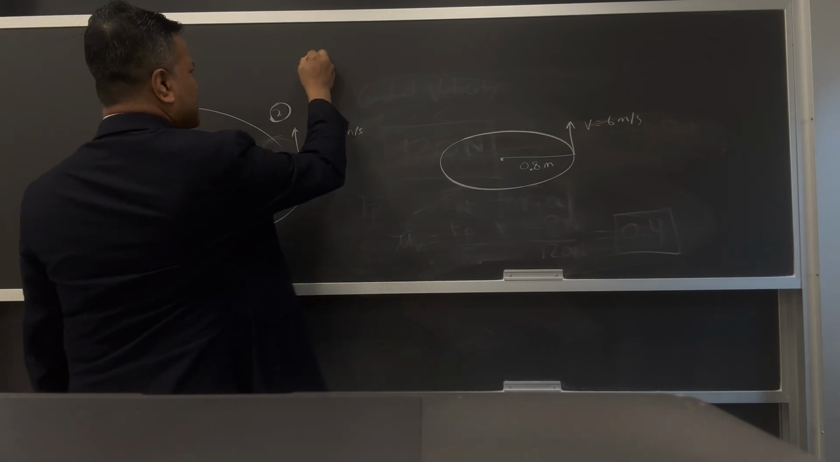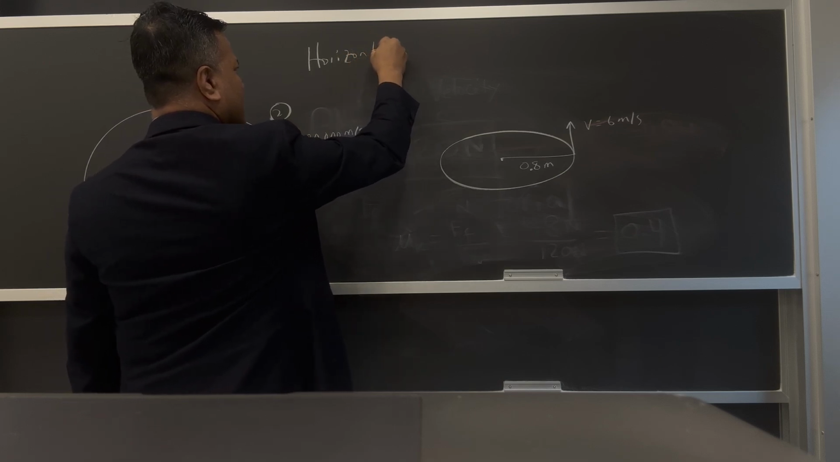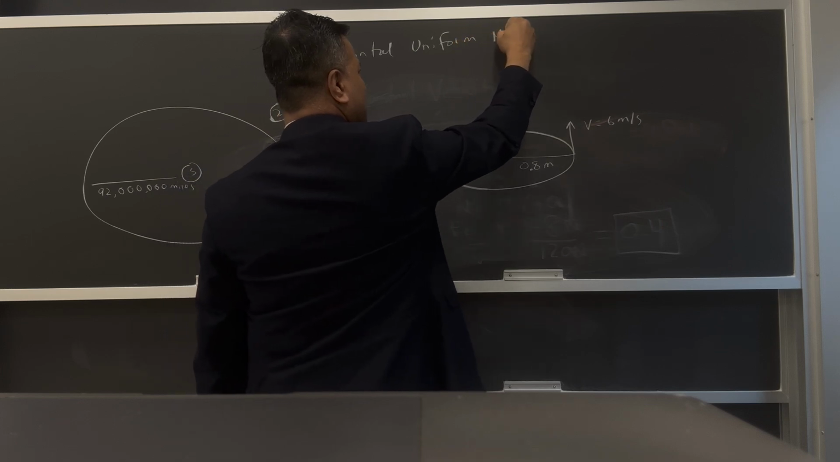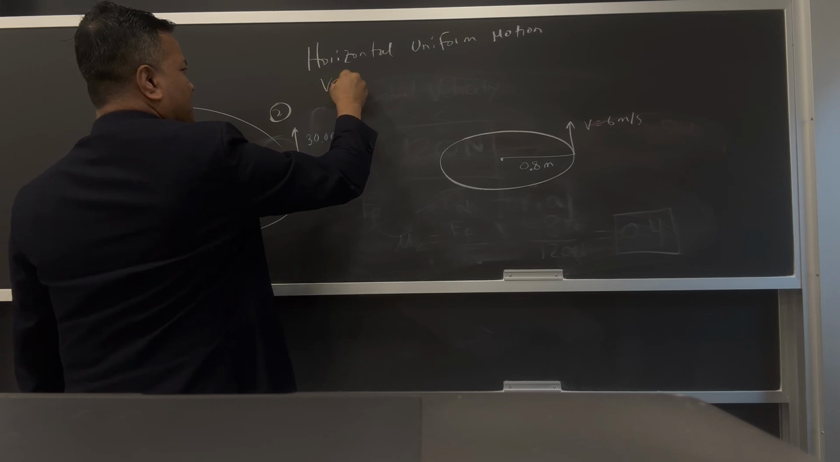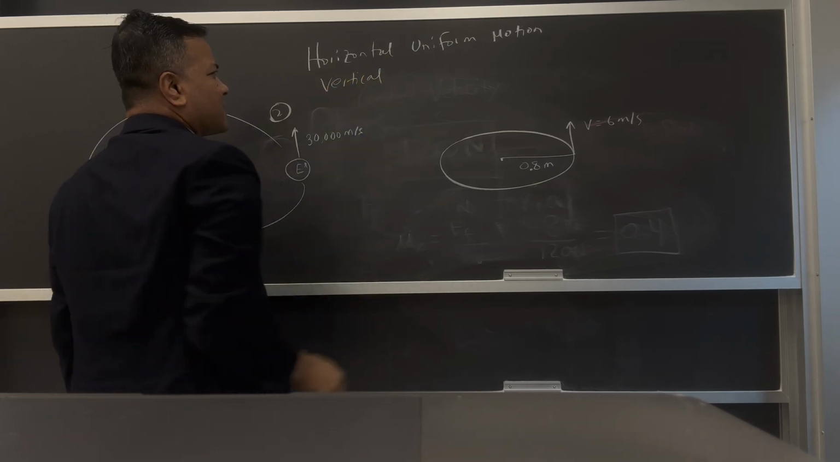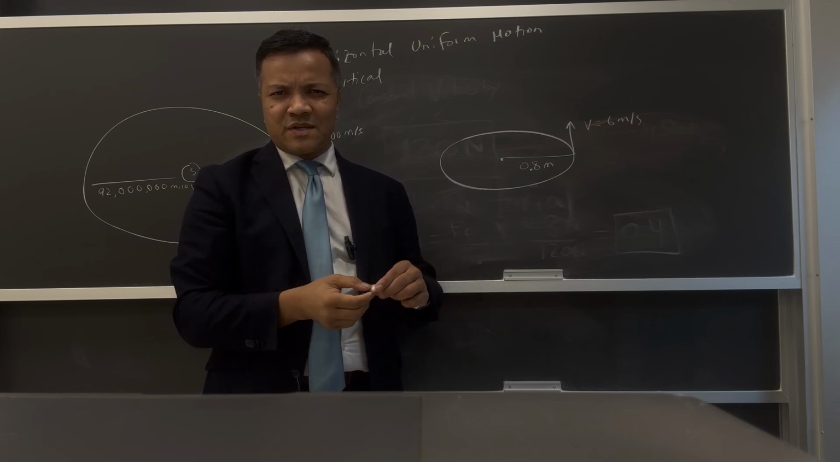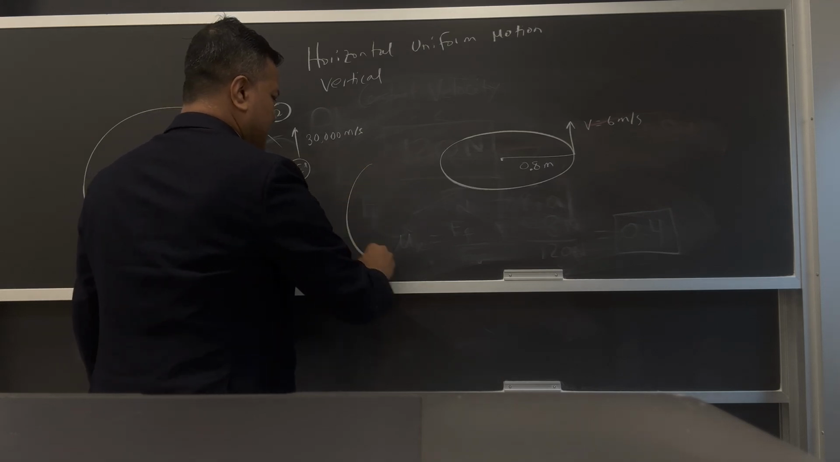This is called horizontal uniform motion. This is different from vertical uniform motion, which would be a roller coaster. We'll do that next time. Vertical uniform motion, the gravity, which would be a roller coaster like this.